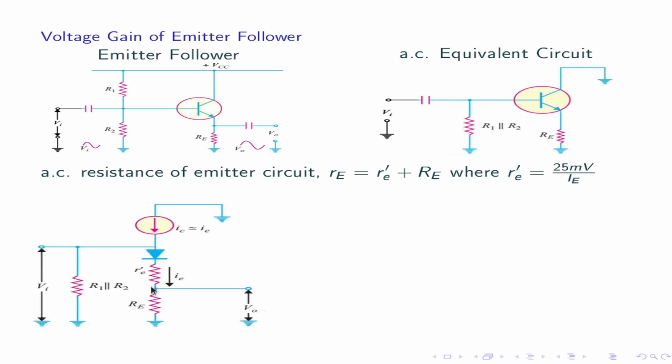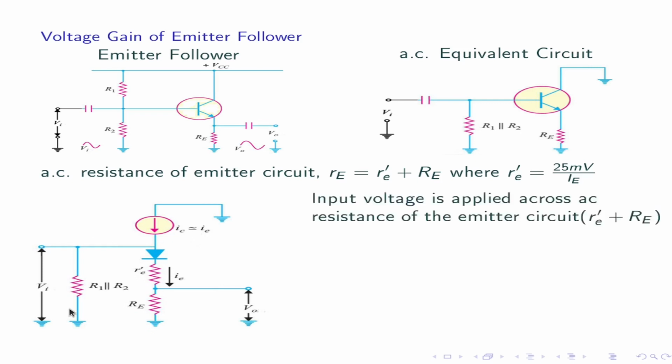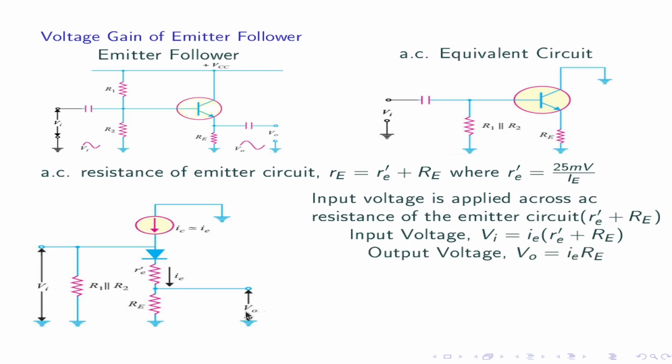A more detailed connection of emitter follower is this one. R1 and R2 parallel. RE prime is equal to 25 millivolt by IE. This is the emitter current, that is RE, and this is a forward bias diode. IC is approximately equal to IE since there is no collector resistance. The input voltage is applied across the AC resistance of emitter circuit, that is RE prime plus RE. Input voltage VI is equal to IE into RE prime plus RE. Output voltage VO is equal to IE into RE.